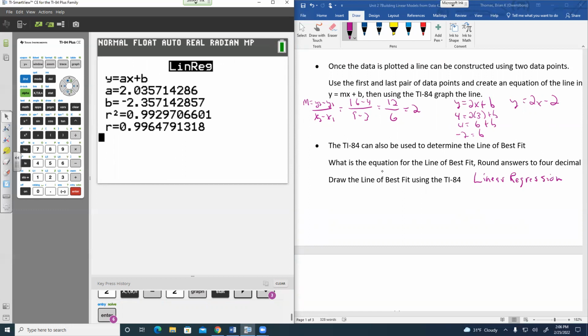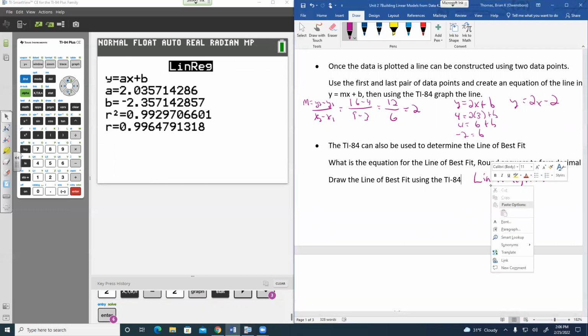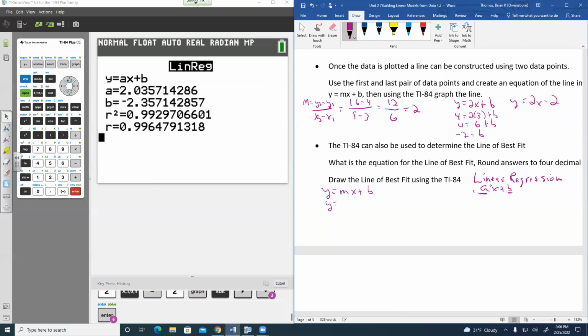So in a linear regression, notice how it said ax plus b. There, the a is going to stand for the slope, and the b is going to be the y-intercept. So when I write the line of best fit, they're not using y equals mx plus b like I'm using. They're actually using y equals ax plus b. So they're using an a instead of an m for slope.